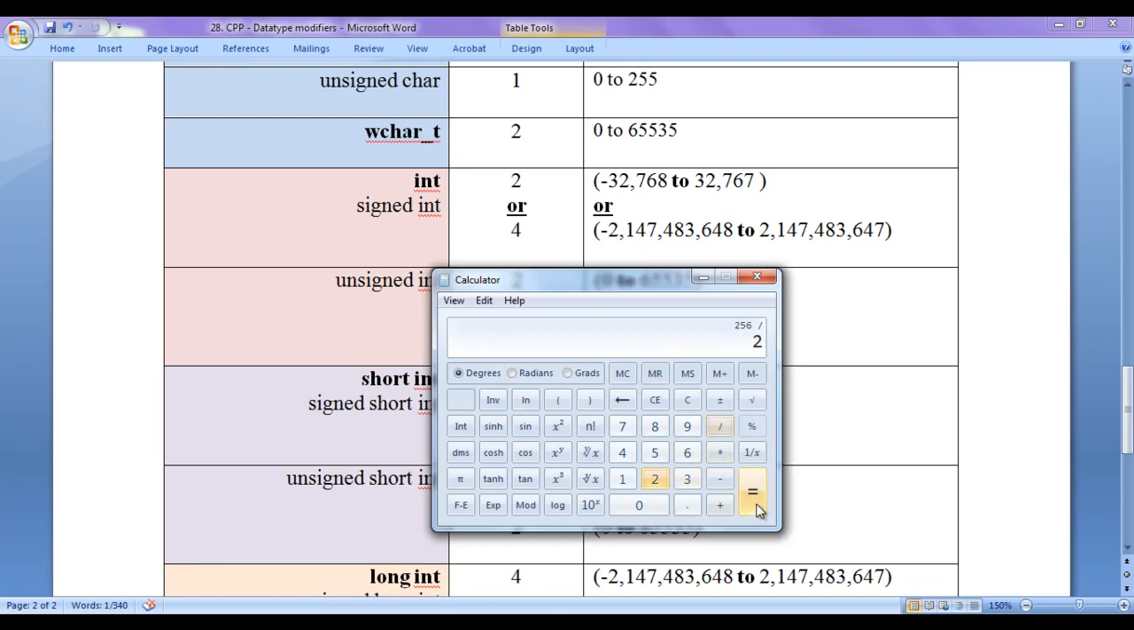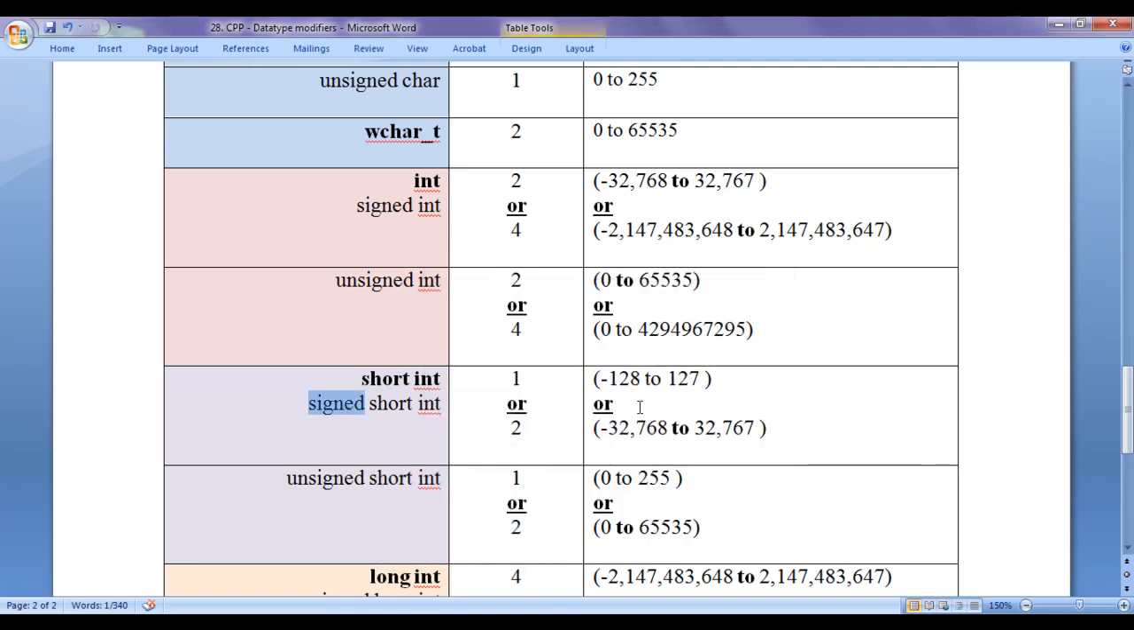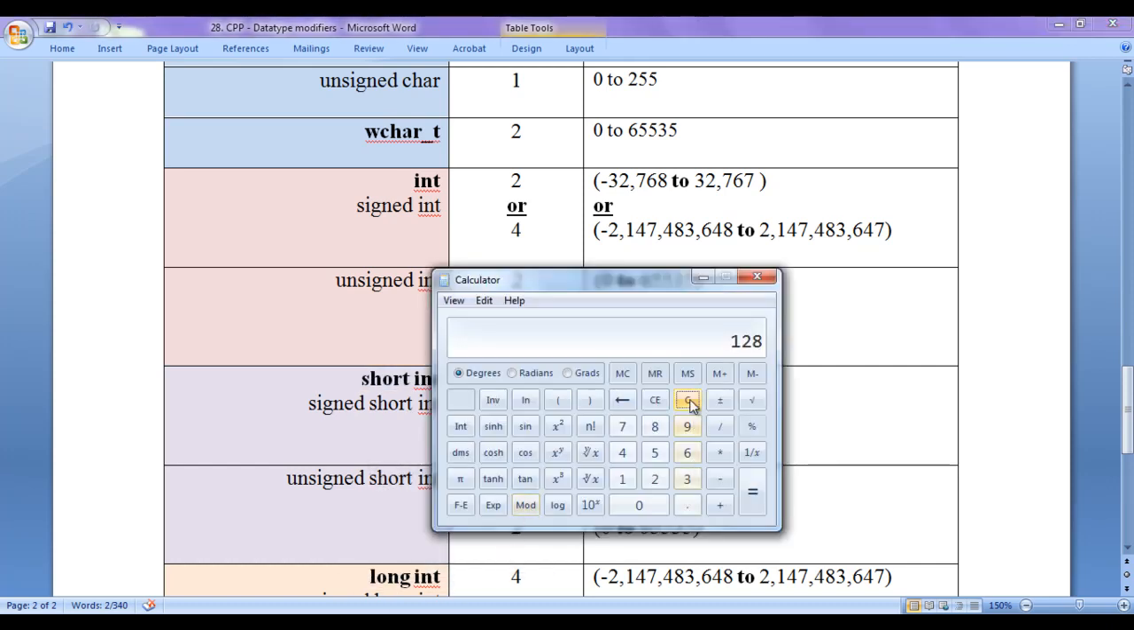If I divide it by 2, it becomes 128. That means the minimum value possible to store inside 1 byte of short int type memory is minus 128 and the maximum value possible to store inside 1 byte of short int type memory is plus 127 guys. If you count from minus 128 to plus 127, it becomes definitely 256. If computer allocates 2 bytes of memory for short int type of data, inside that memory we can store 65,536 values because 2 bytes equal to 16 bits.